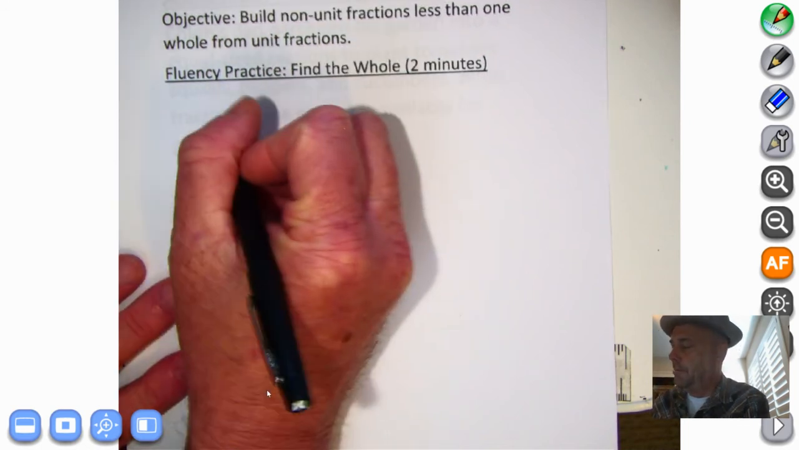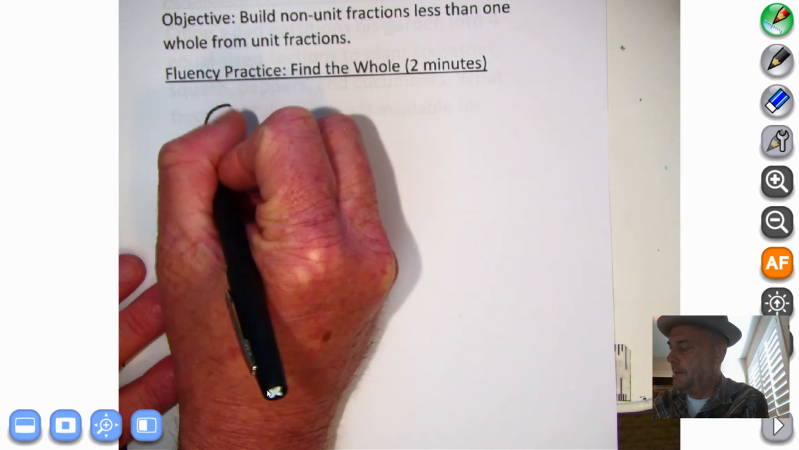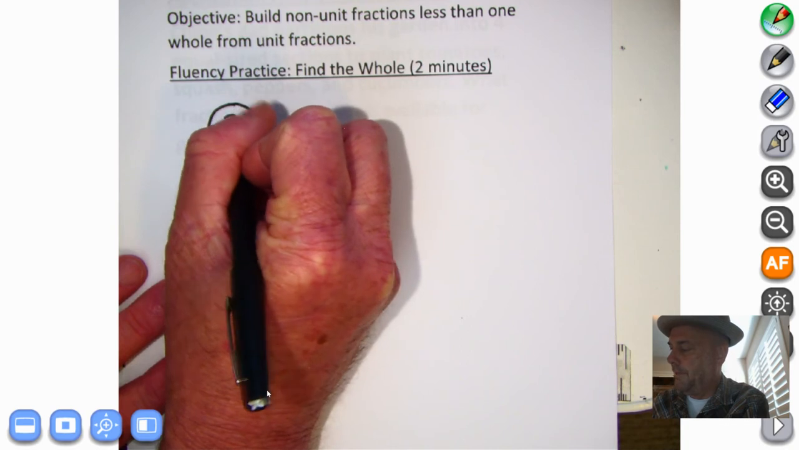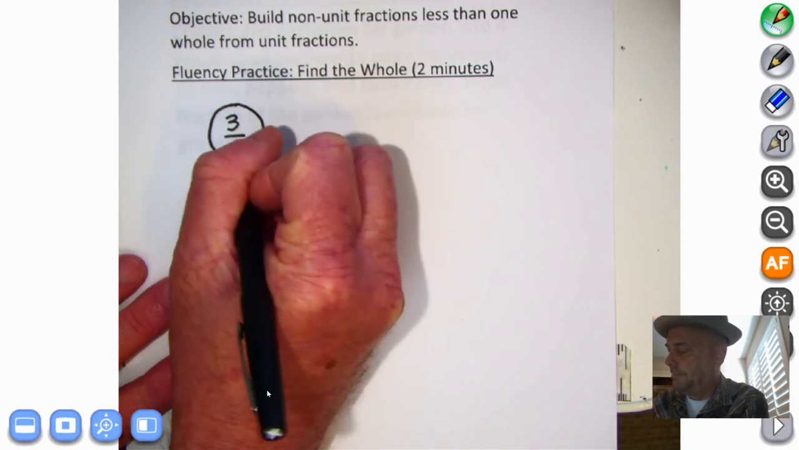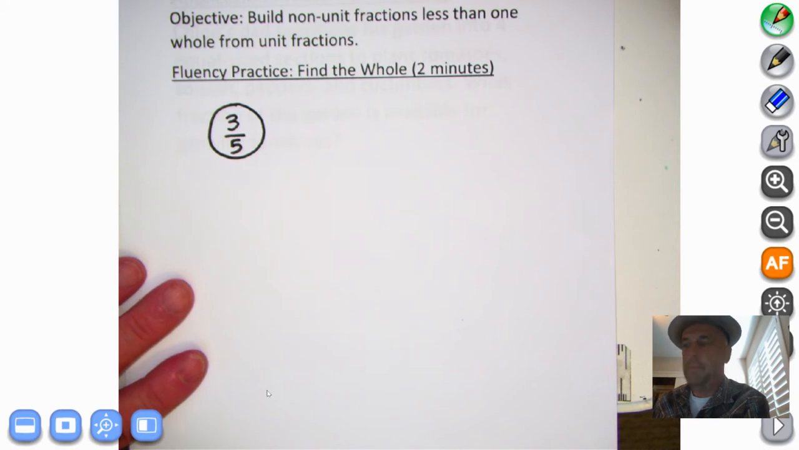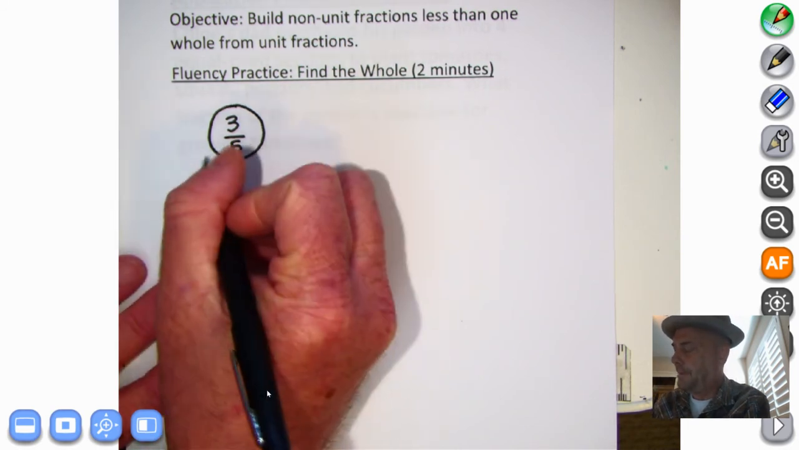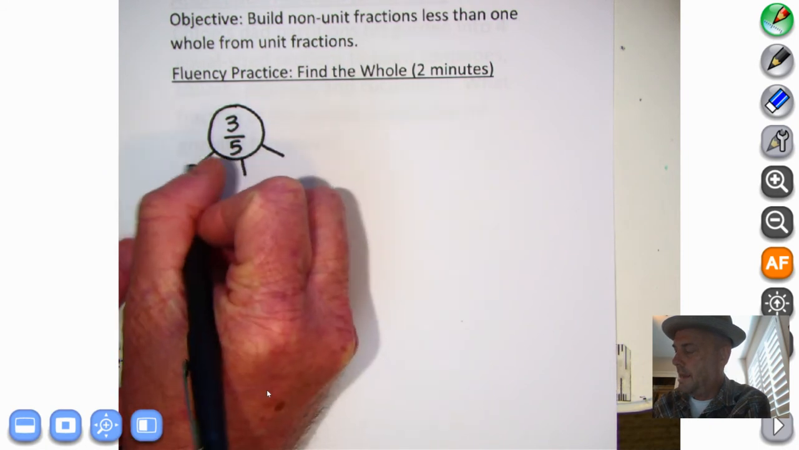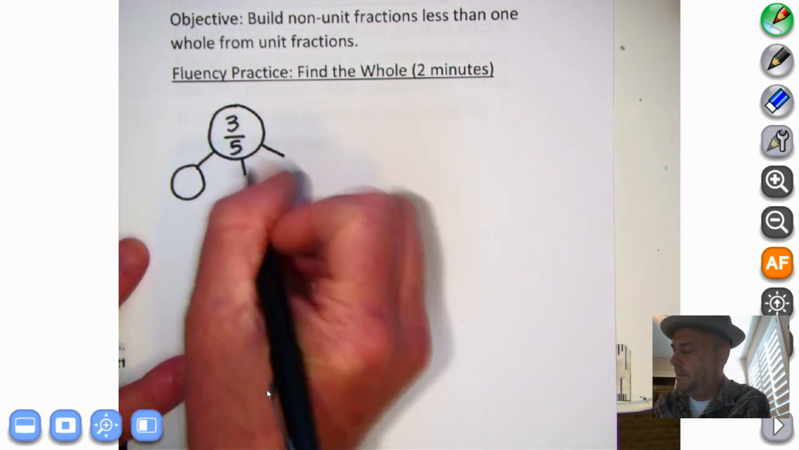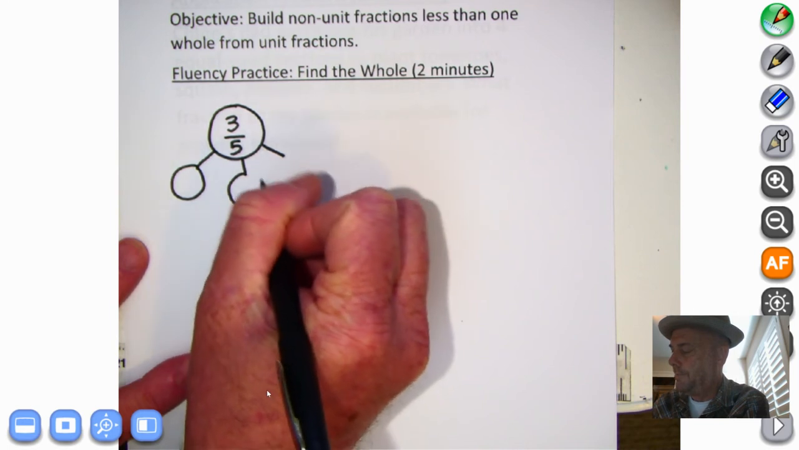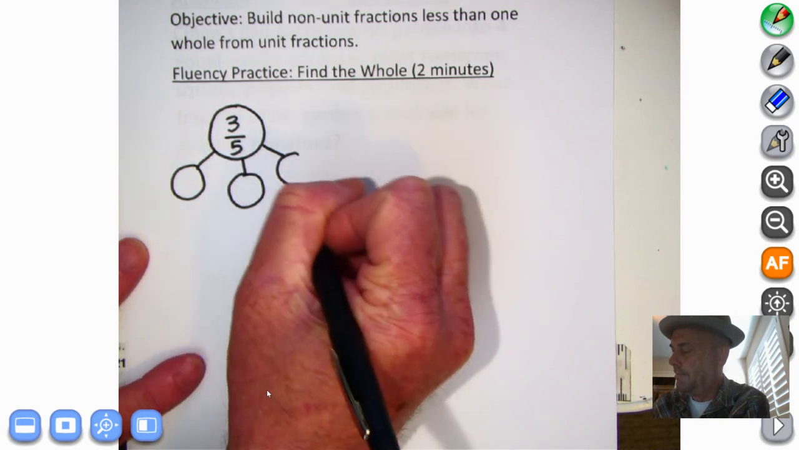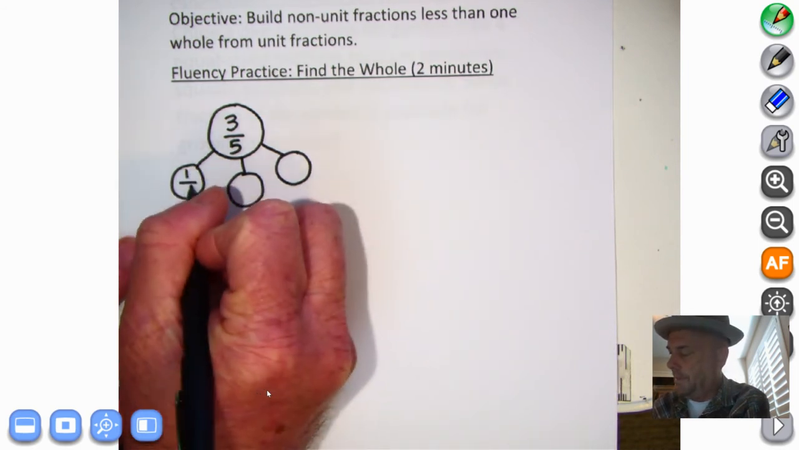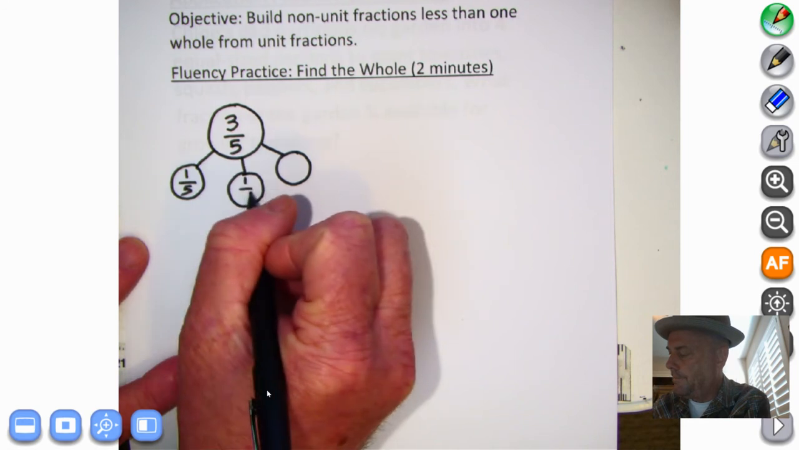Let's do a couple of number bonds. My name is Bond, number bond. And this number bond is a fraction. Think about what that fraction is called. And as I'm drawing this, think about what is going to go in these bonds. There's three of them, so probably 1/5 in each of them.